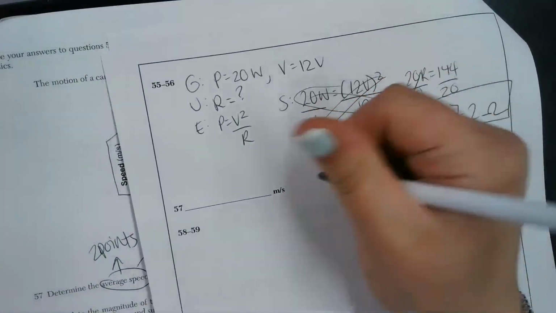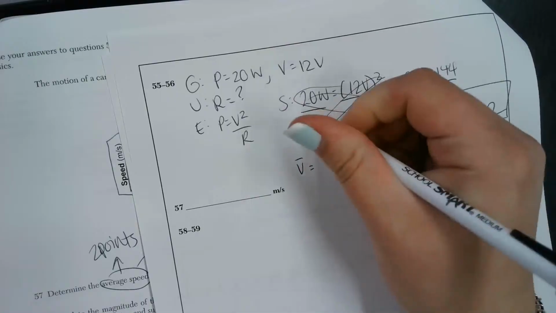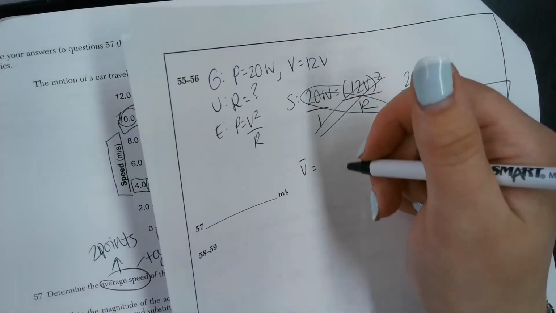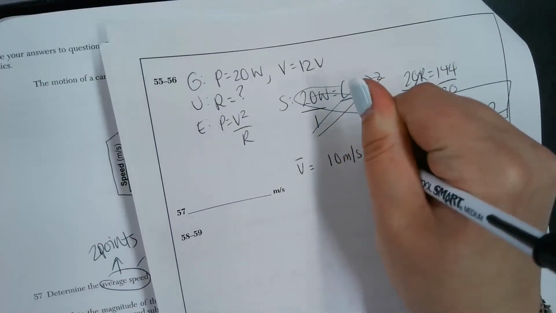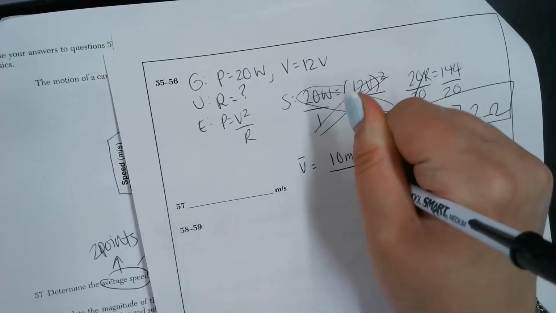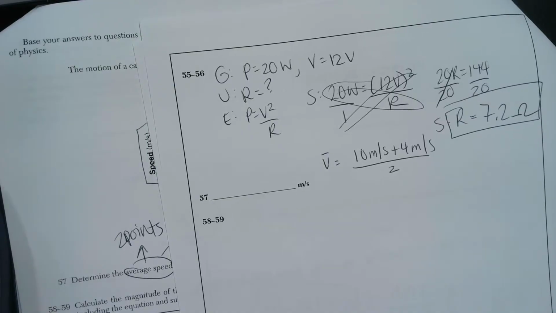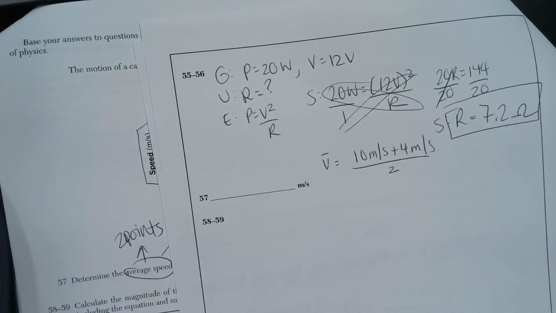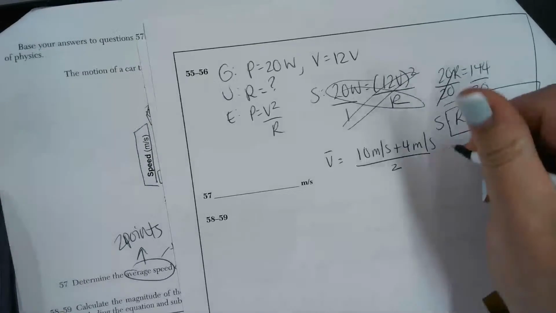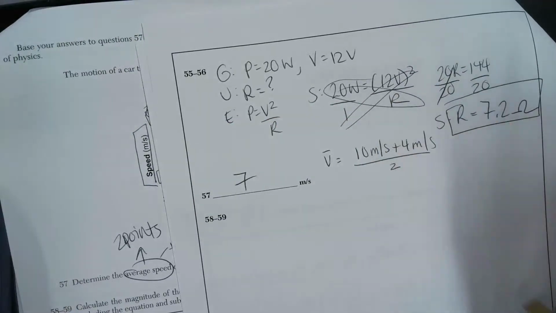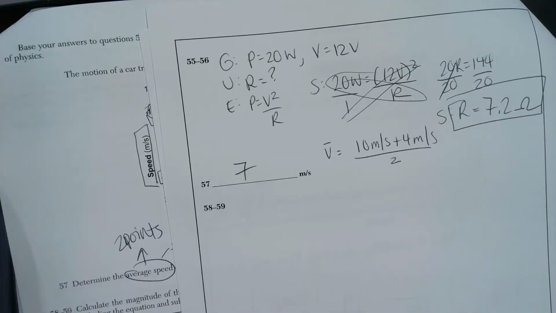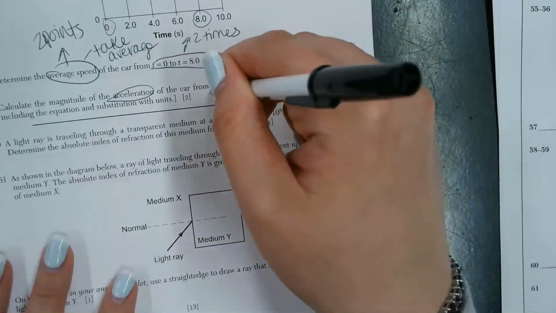So what that means is, V bar equals 10 meters per second plus 4 meters per second divided by 2. Okay, so 14 divided by 2 is going to be what? And hopefully you are following along with me. It's not too terrible. It's going to be 7 meters per second. Okay, and literally just put it on the line. They've already given you a unit. How nice.